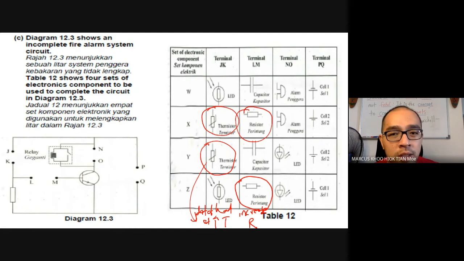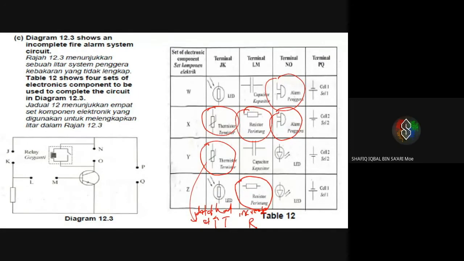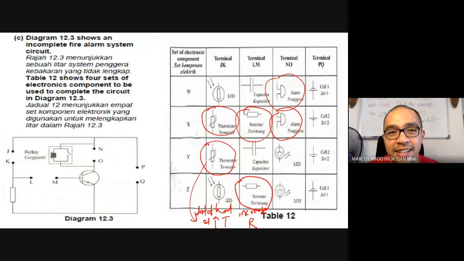Terminal NO, what should we put over here? Okay, Iqbal. Alarm. Why alarm? Sebab dia mau alarm system. I kind of sense that. I'll talk about this because yesterday, one of you asked me a lot of questions about this question, and now I realize that this was the question he's referring to. Let's talk about this terminal PQ. Thanks, Iqbal.